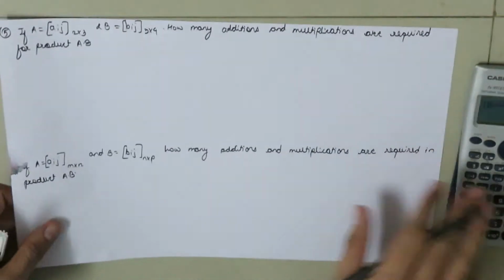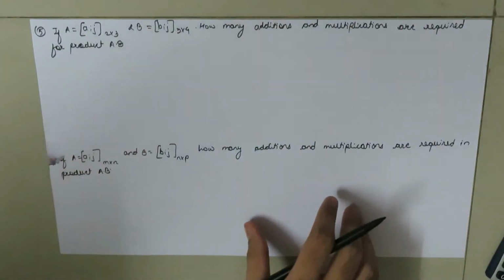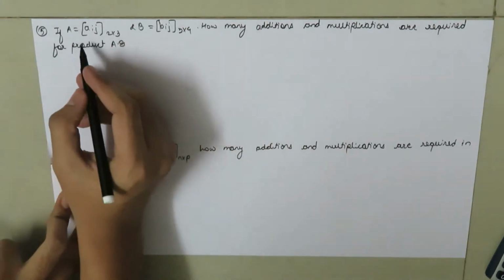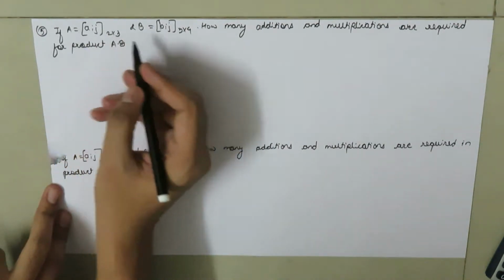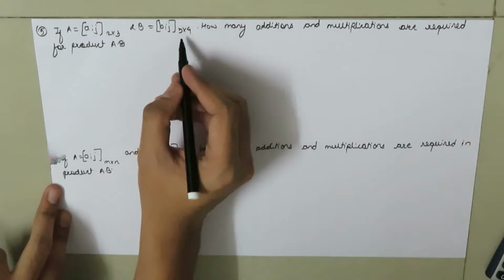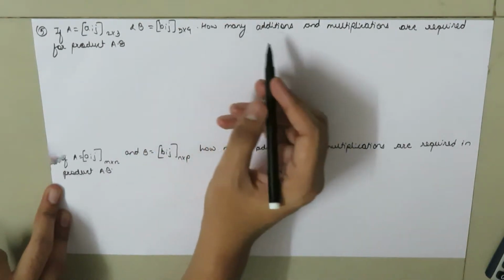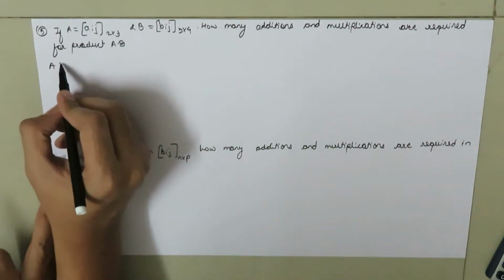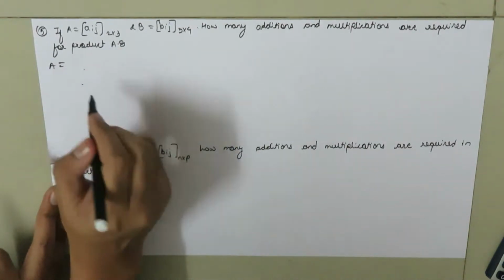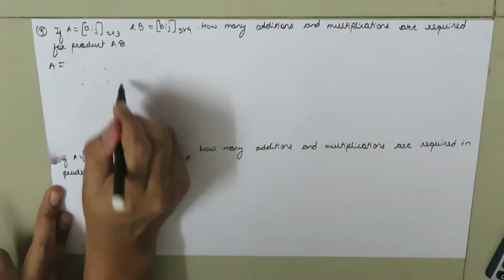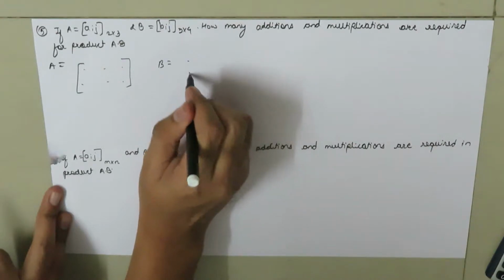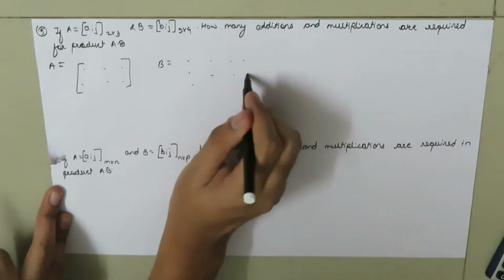So let's take another example. Here we have our next question. If A is the matrix Aij which has 2 rows and 3 columns, and B is the matrix Bij which has 3 rows and 4 columns, how many additions and multiplications are required for the product AB? So A is the matrix which has 2 rows and 3 columns, and B is the matrix which has 3 rows and 4 columns.